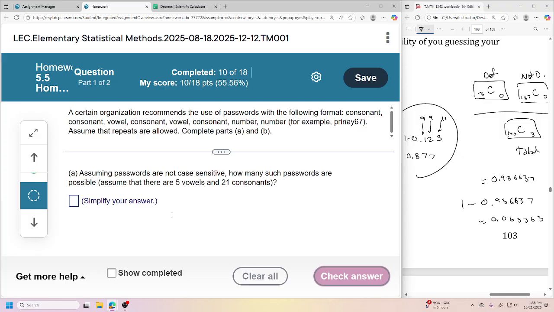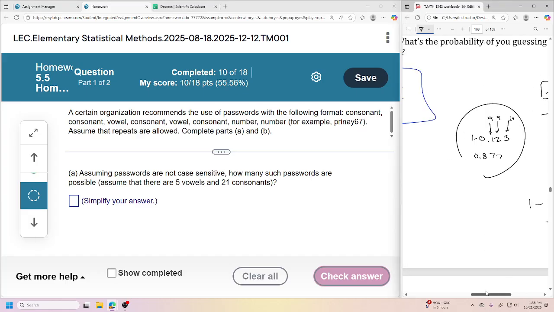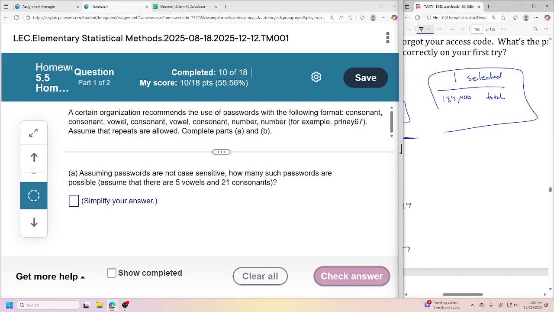So it says that we're going to have passwords: consonant, consonant, vowel, consonant, number, number. What? Who comes up with this stuff? It says repeats are allowed. Okay, we can do this. Let me get a little bit more room right here. Okay, so we got a consonant, a vowel. Oh, no, I'm already wrong. Consonant, consonant, vowel, number, number.